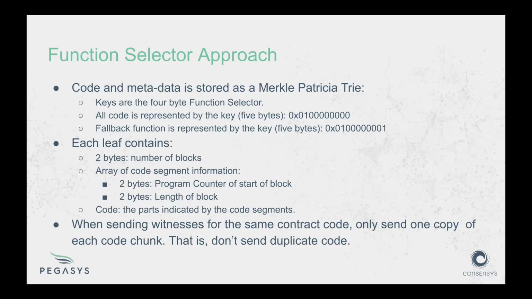Though the code would be there logically, the software may choose not to physically have the code there. It might just have the code in one contiguous block somewhere. That's implementation specific, but the idea is the code would be represented by the hash of that leaf node. So when you're sending a witness for the same contract, or even if you've got it deployed at 2 different addresses, you should only send 1 copy of each code chunk that you need to, so you don't send duplicate code.